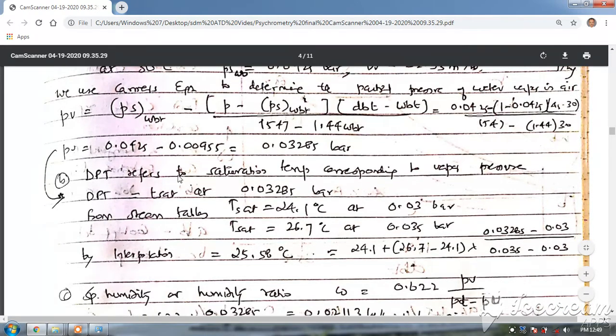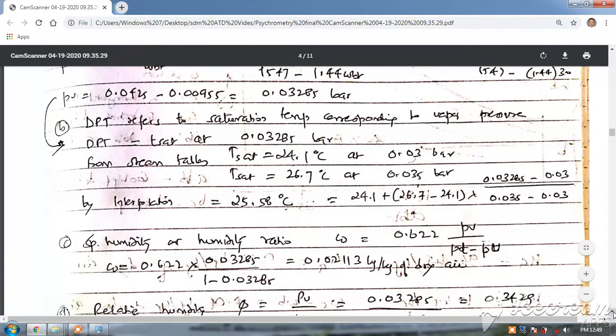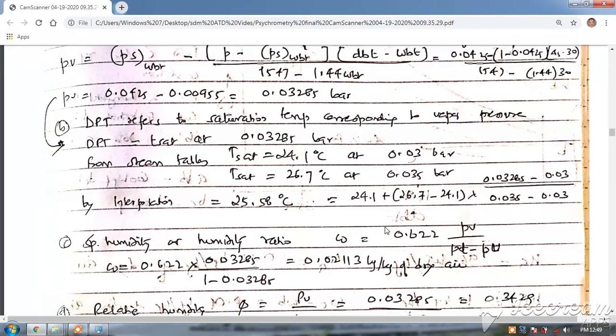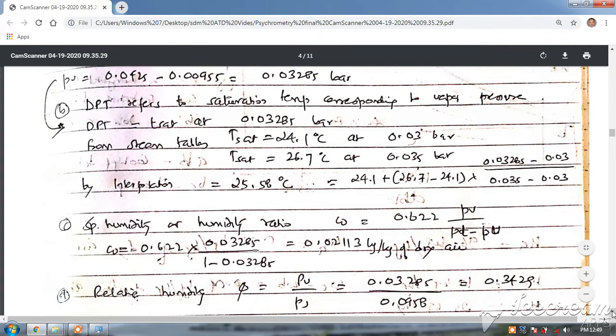So when the PV is given, straight away the corresponding DPT refers to the saturation temperature corresponding to the vapor pressure. So at Tsat corresponding to 0.0328 bar, you have to find out. So from the steam tables, by using interpolation, you will find the value comes out to be 25.58 degrees centigrade, that is the dew point temperature. Dew point temperature will be, please remember, always lower than the wet bulb temperature, and wet bulb temperature will be lower than the dry bulb temperature. Okay, now here you use the interpolation formula.